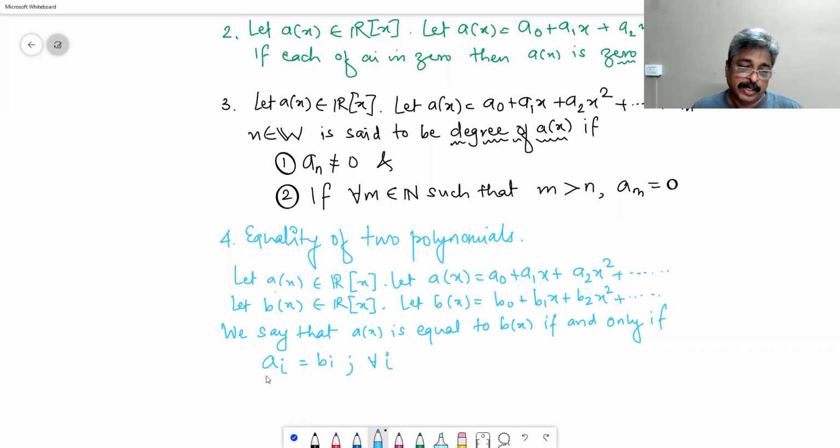So ai is equal to bi for every i greater than or equal to 0. Corresponding coefficients are equal. So in English, two polynomials are equal if corresponding coefficients are equal.